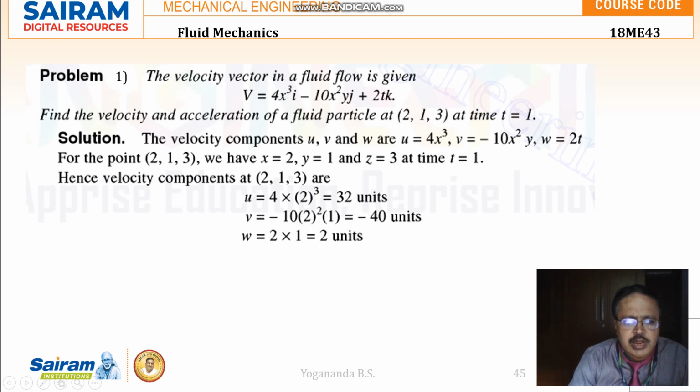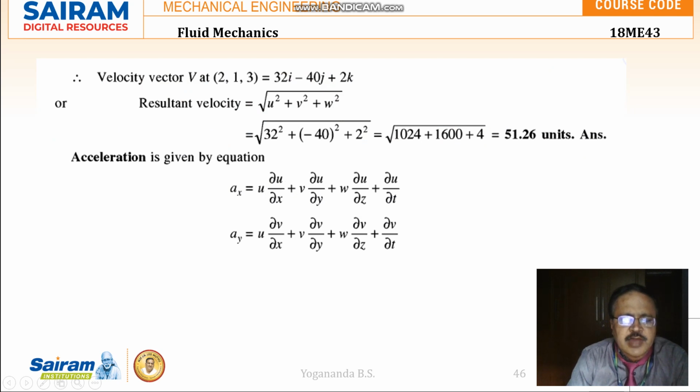For the given point having the coordinates 2, 1, 3, we have x is 2, y is 1, z is equal to 3 at time t is equal to 1. Velocity components at this given point: u is now this 4x cube, substituting x as 2, so getting 32 units. V is minus 10x square y, substituting x and y, so 40 units. W is 2t, 2 into 1, so that is 2 units.